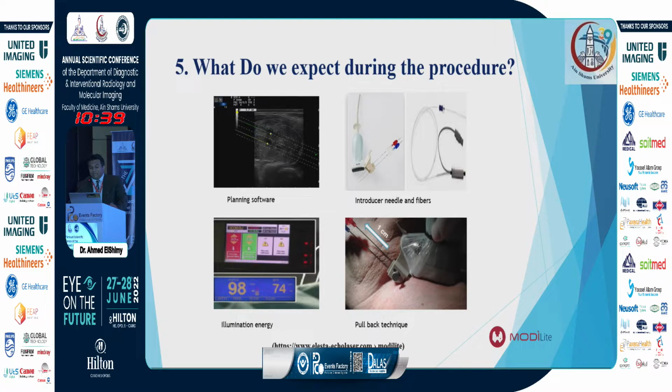What is the idea of planning the treatment? First, we have to know the number of introducer needles and introducer fibers used. We can use up to 5 needles and 5 fibers. We have to check the longest axis of the thyroid nodule and introduce the needle along the longest axis of the thyroid nodule, because this will improve the treatment efficacy. And we have to stay away from vital structures such as the carotid vessel and the nerves.